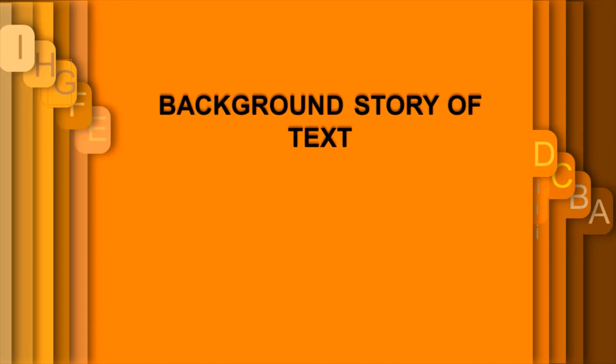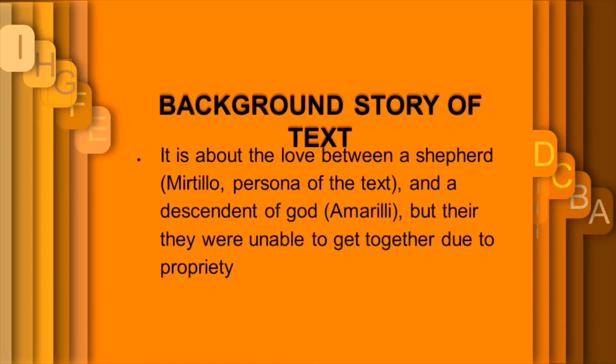The story of Cruda Amarilli was set in ancient Greece. It was about the love between a shepherd named Mirtillo, who is also the persona of the text, and a descendant of a god named Amarilli. However, they were unable to get together due to the rules of the time between the immortals and the mortals.